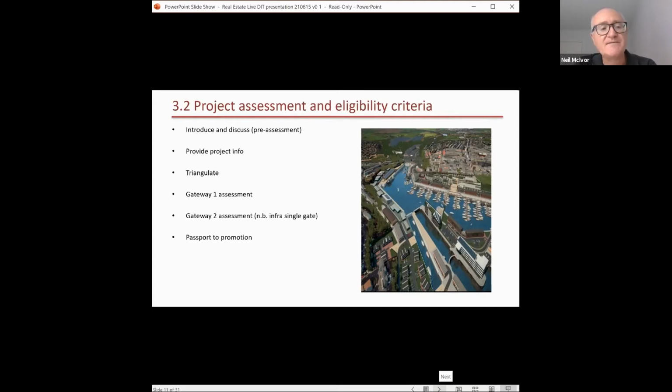So that is why we have this stepped process, referred to as Gateway 1 and 2 on the slide that you can see in front of you. Gateway 1 and 2 depends on how advanced the project is. We may look at a project in the first instance in a Gateway 1 context, and then have a deeper dive at Gateway 2. So essentially what we're doing is making sure that these opportunities are credible and ready for investment for the marketplace, to enable us to give them a passport for promotion.